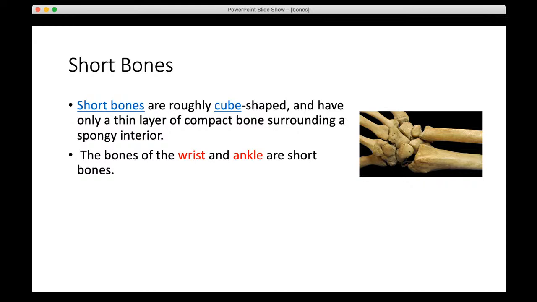Short bones are roughly in the shape of cubes. You can see here, they are cube shaped and have only a thin layer of compact bone surrounding the spongy interior, the spongy bone tissue. Examples are present in the wrist and in your ankle. So these are the examples of short bones. That much you should know in biomechanics.